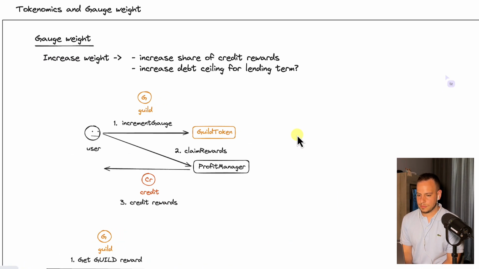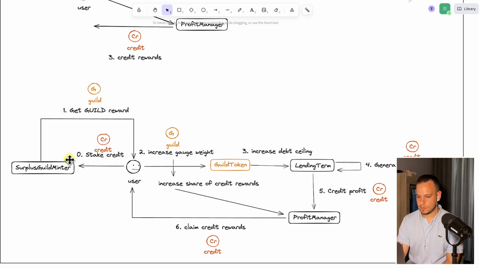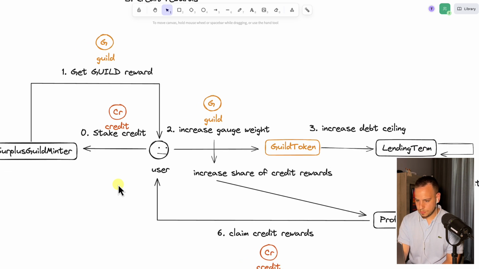So if you have gauge guild tokens, you can vote for lending terms. This will increase the weight of the lending term, which means that lending term will be able to borrow more tokens. So this explains the whole tokenomics. We have a user. Let's say that he has credit tokens. One way to get this is to stake your USDC inside the simple PSM, and you can get credit tokens.